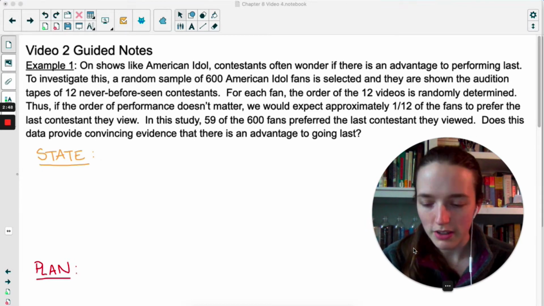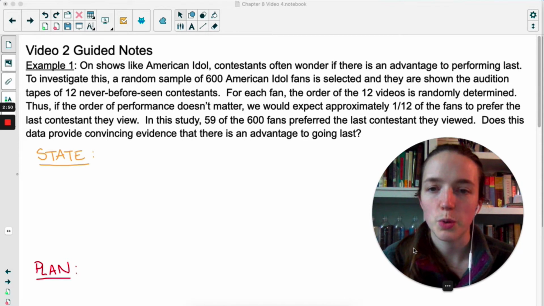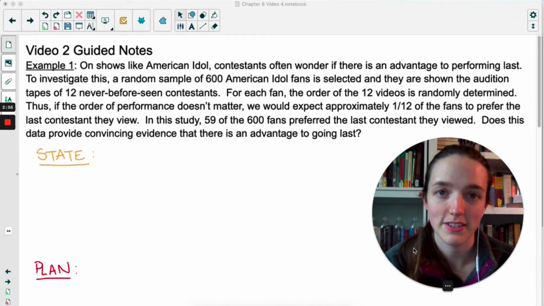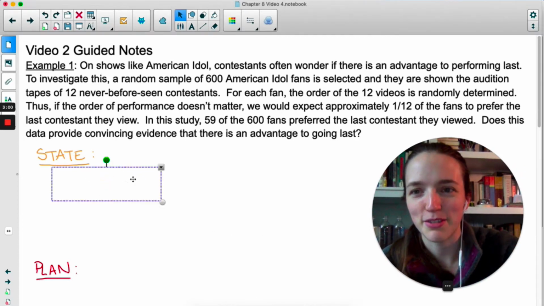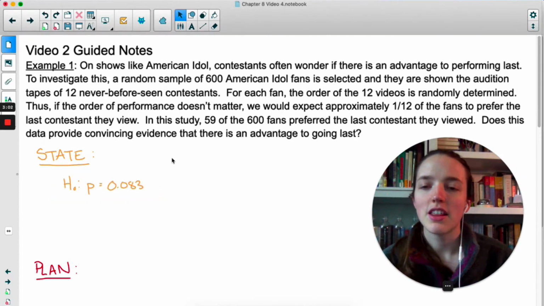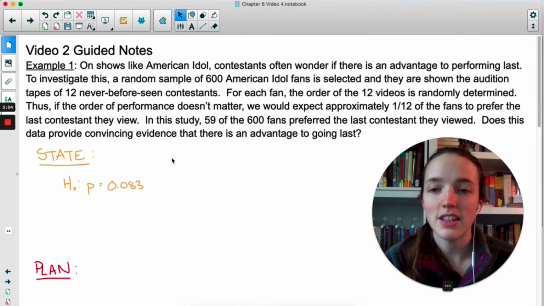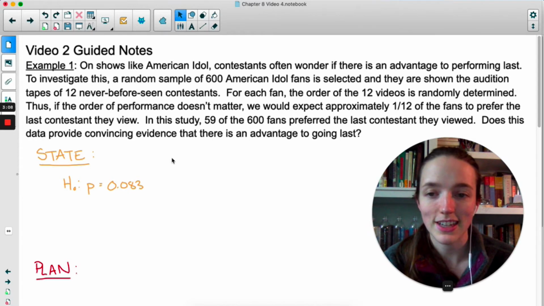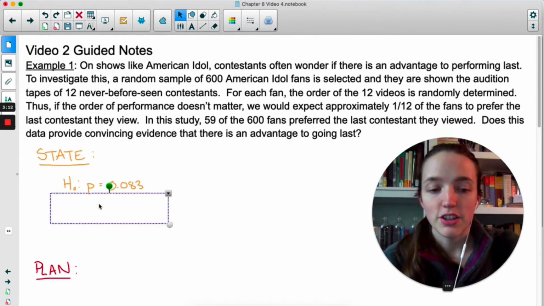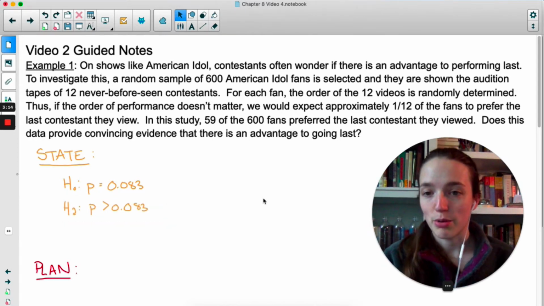So since there's 12 videos, we could say that 1/12 is the probability that the last contestant is the one that the fan picks. So, this is a lot of rambling to get to the point. The null hypothesis is going to be that p equals 1/12, which I'm going to write as a decimal just for simplicity's sake, 0.083. The alternate is that p is greater than 0.083.